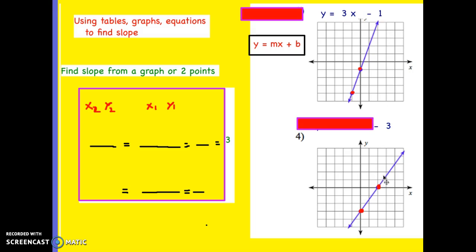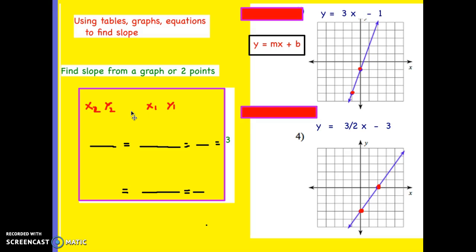If you look at this example, we can find the slope by doing rise over run, 1, 2, 3 over 1, 2. So the slope is 3 over 2, and the y-intercept you can see is -3. So this equation should be written as y equals 3 over 2 x minus 3.